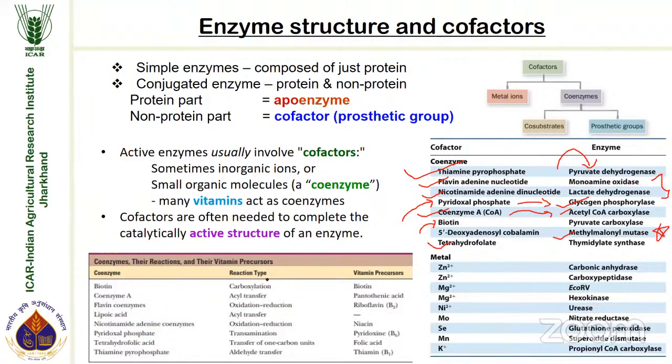So similarly, you see the kinds of reactions each one catalyzes. Flavin is involved in oxidation reduction, lipoic acid in acyl transfer, NAD again in oxidation reduction, pyridoxal phosphate in transamination reactions, tetrahydrofolate in transfer of one carbon, and thiamine pyrophosphate in aldehyde transfer. So these vitamin precursors are involved in the type of reactions they execute or support the enzyme in executing.